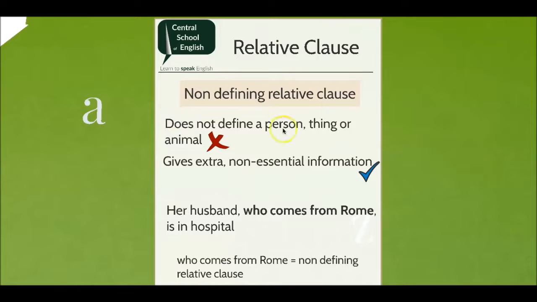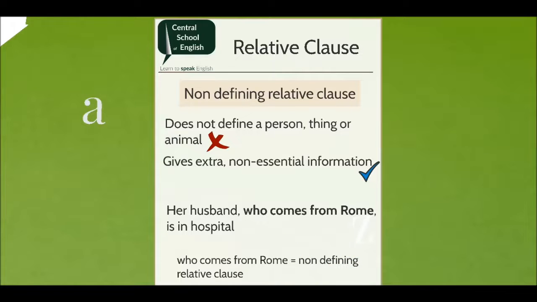Non-defining relative clauses do not define the person, thing, or animal we are talking about. Non-defining relative clauses give extra information about a noun. For example, her husband, who comes from Rome, is in hospital. In this sentence, the relative clause, who comes from Rome, does not help us to define the noun. It gives extra information about the noun. This information is not essential in the sentence. We call this a non-defining relative clause.